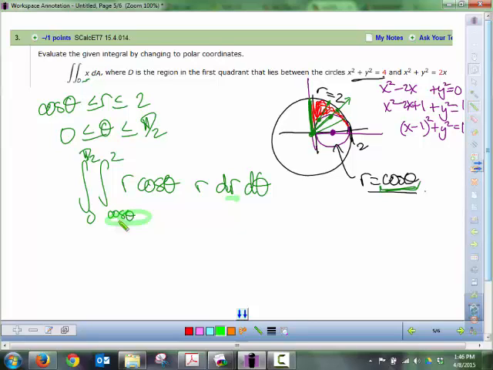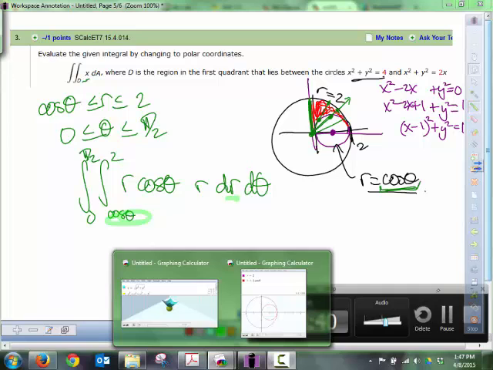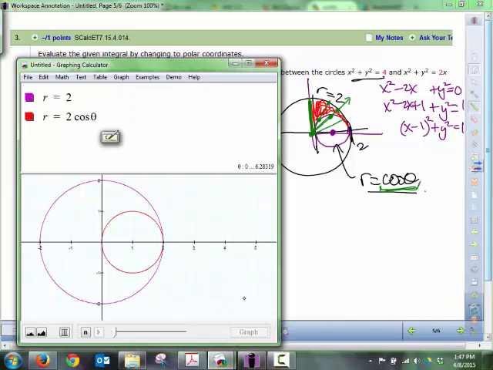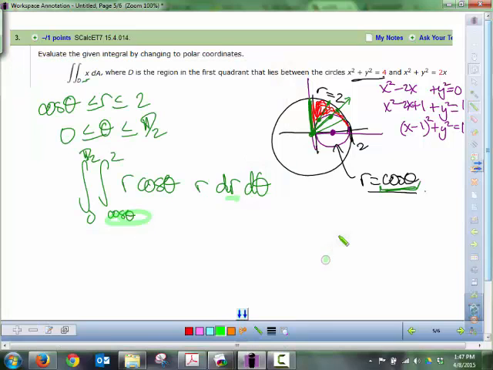Is it just only this cosine theta or 2 cosine theta? Oh. Yeah, there was a 2 there. Thank you.